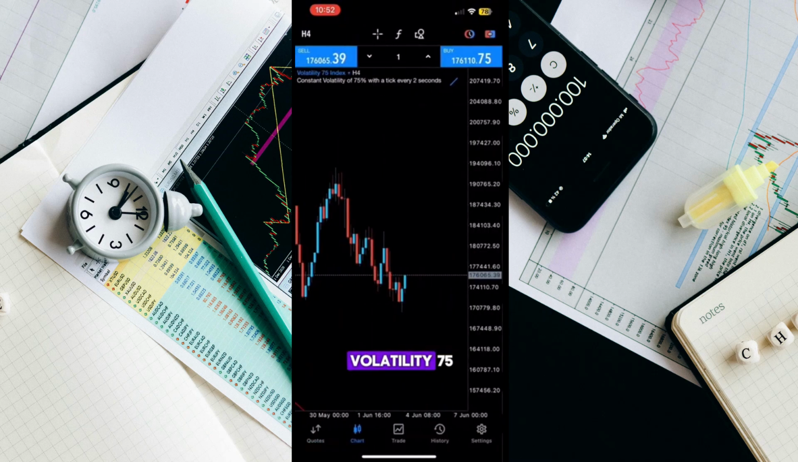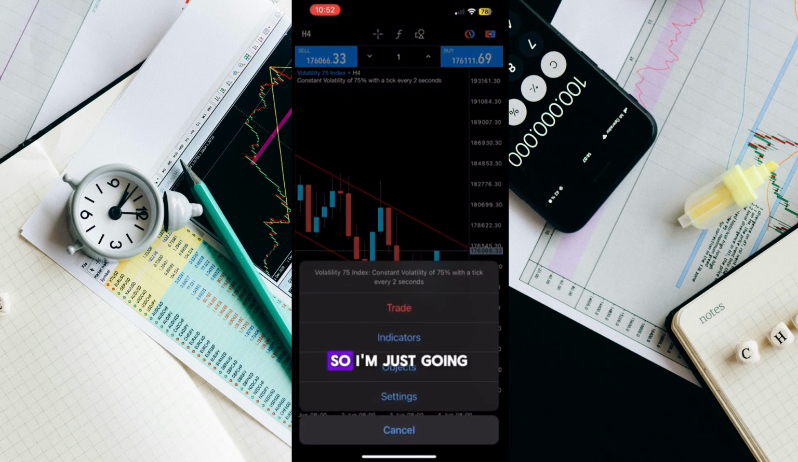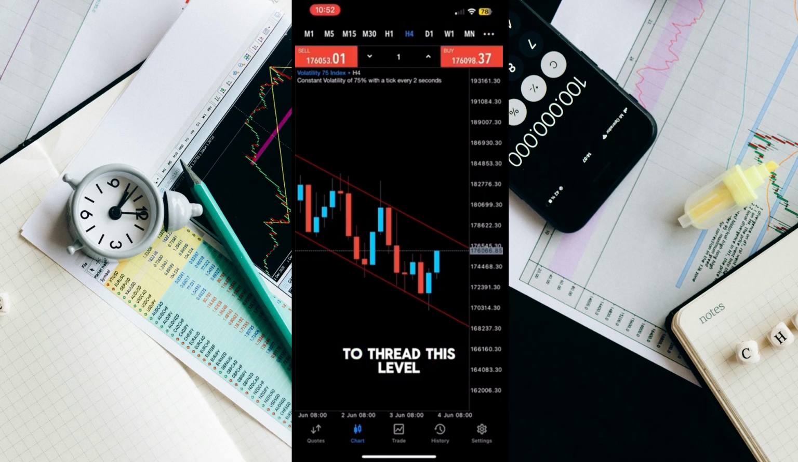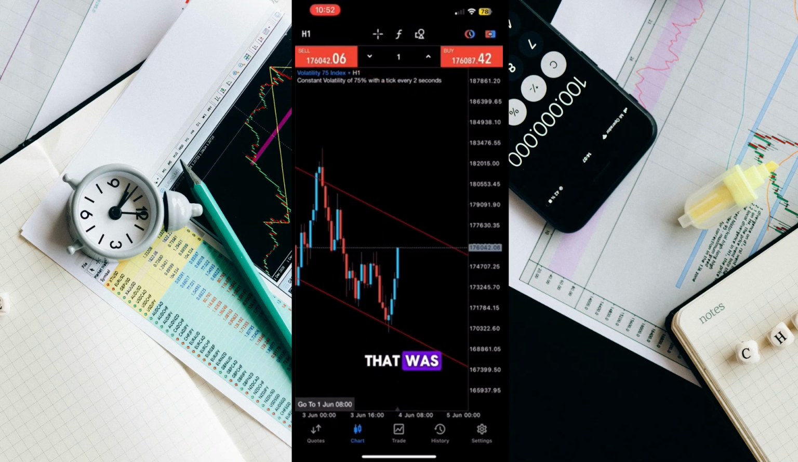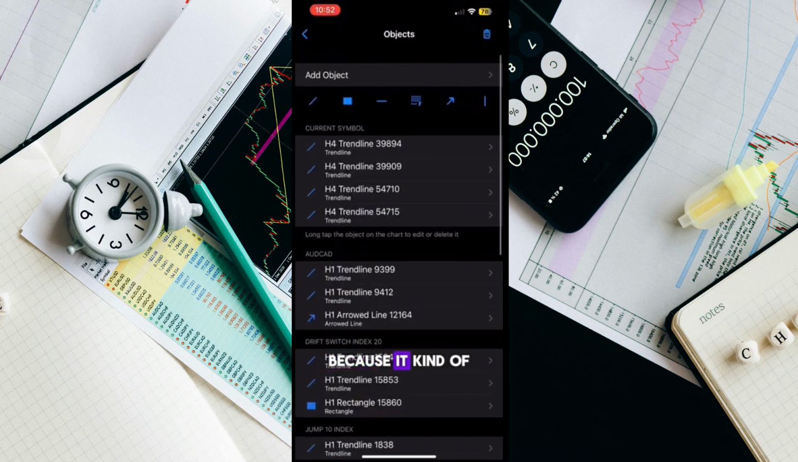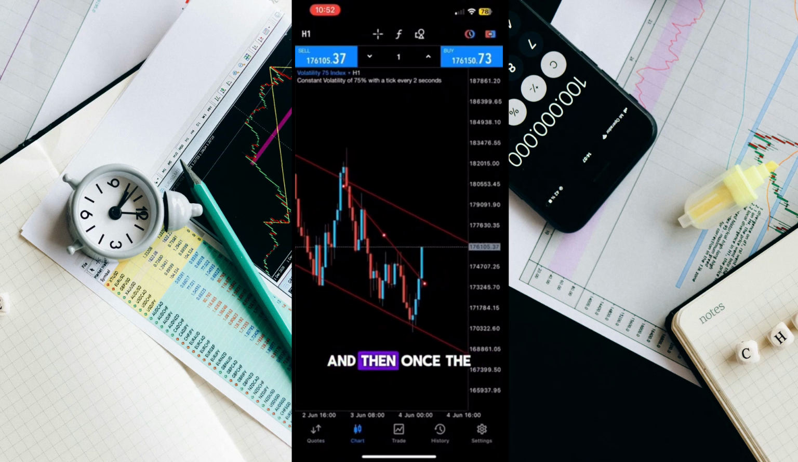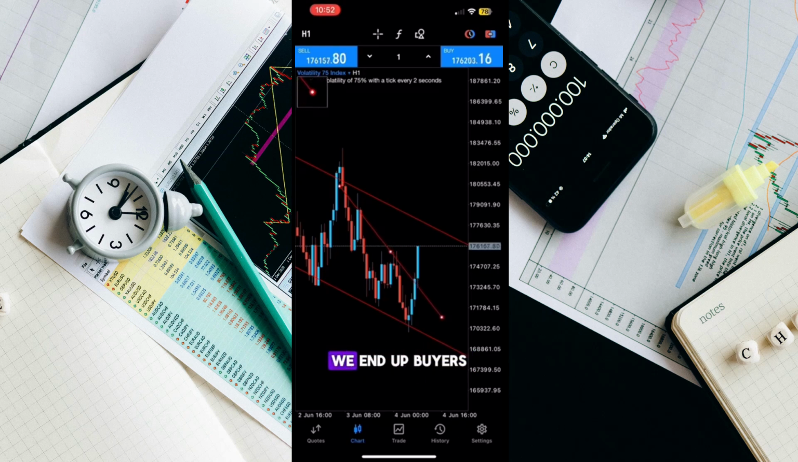So I pick Volatility 75. In this Volatility 75, I identified a trade that is more like a falling wedge. However, inside this trade, there was another trend that was being respected. So I'm just going to trade this level. There was this new trend that is being formed because it kind of broke to the upside, and once the market breaks to the upside, we end up with buys.